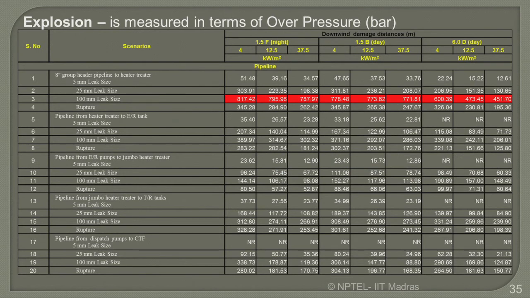The third parameter considered for the analysis here is explosion, which is measured in terms of overpressure as bar. For different stability class in night and day, for different scenarios in the pipeline, we identified the overpressure occurred because of the different scenarios of failure. If you look at the 8 inches group header pipeline to heater treater, when you envisage 100 mm leak size for 8 inches group header, it can cause overpressure, which is unacceptable by industrial standards practiced by this agency.